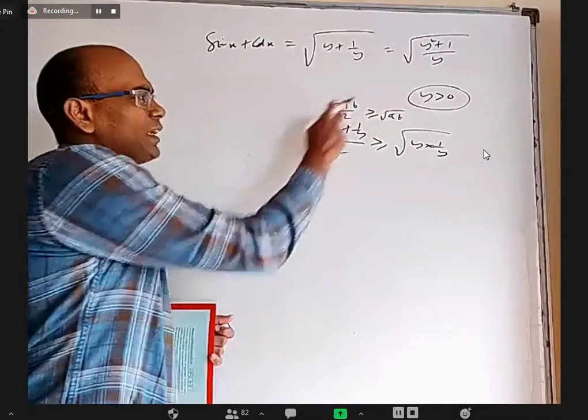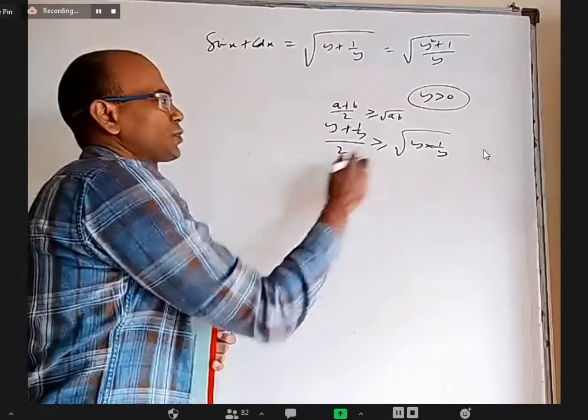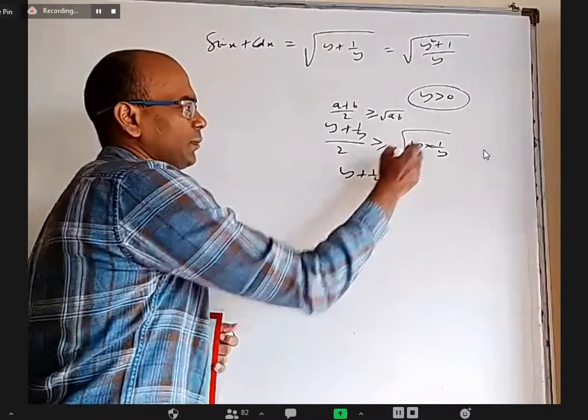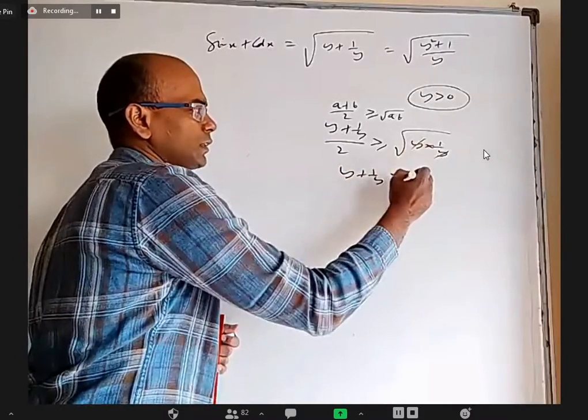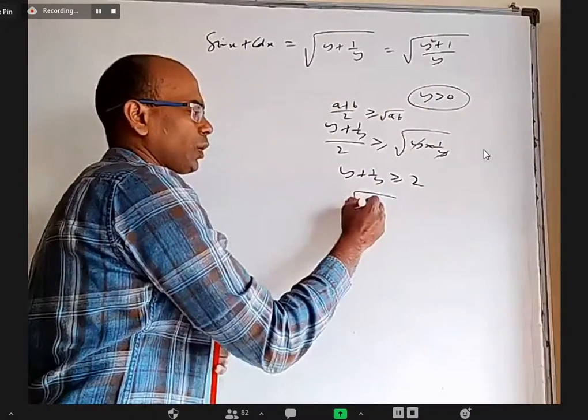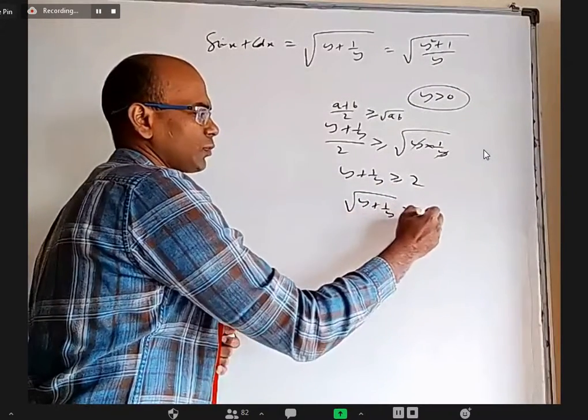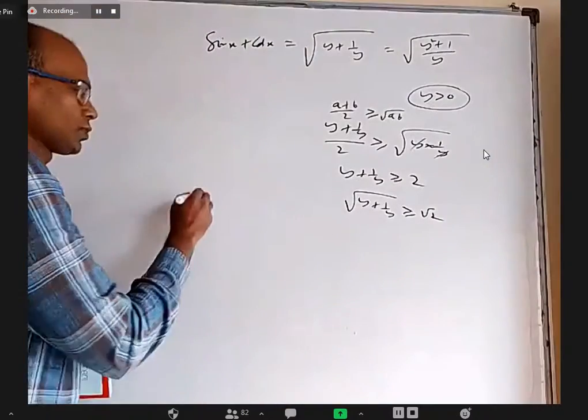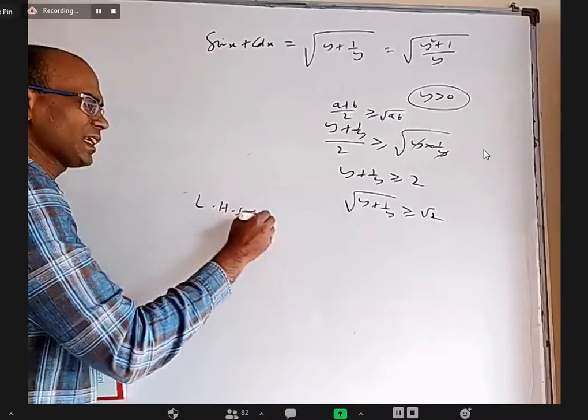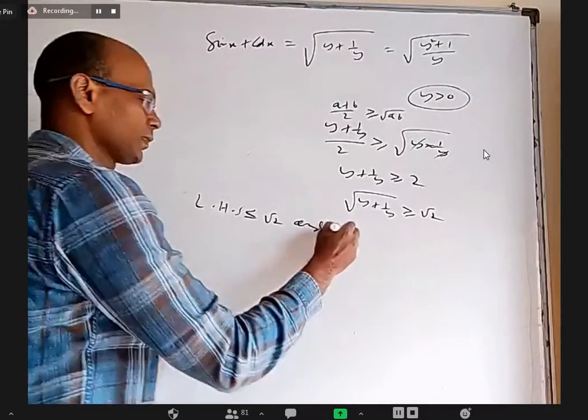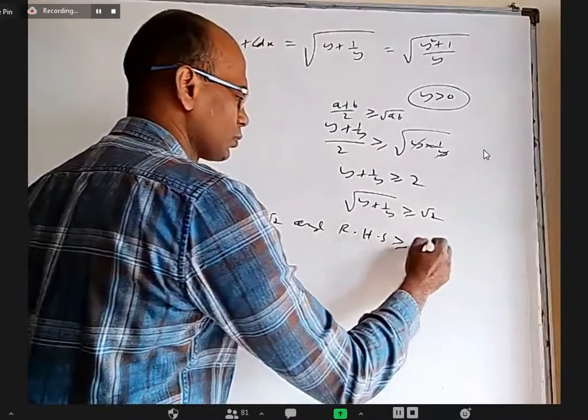I'll take a as y and b as 1 by y. Now send this 2 here. I'll get y plus 1 by y, this y will cancel, is greater than or equal to 2. That is, square root of (1 plus y) by y is greater than or equal to root 2. So LHS is less than or equal to root 2 and RHS is greater than or equal to root 2.